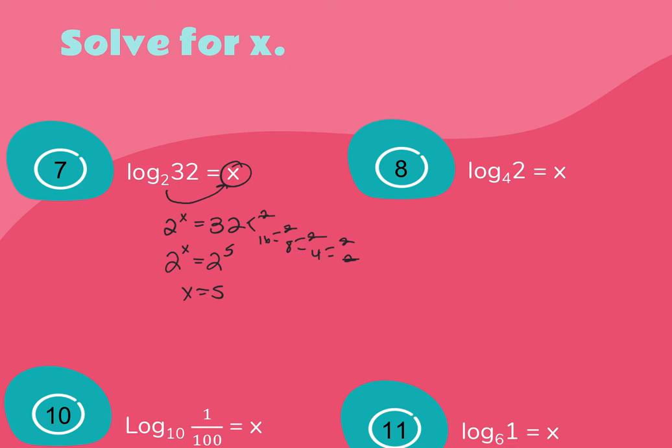Without the x here, if I just had log base 2 of 32, my answer is just 5. You don't need the x. You can just simplify it by saying 2 to what power gives you 32, and that answer is 5.